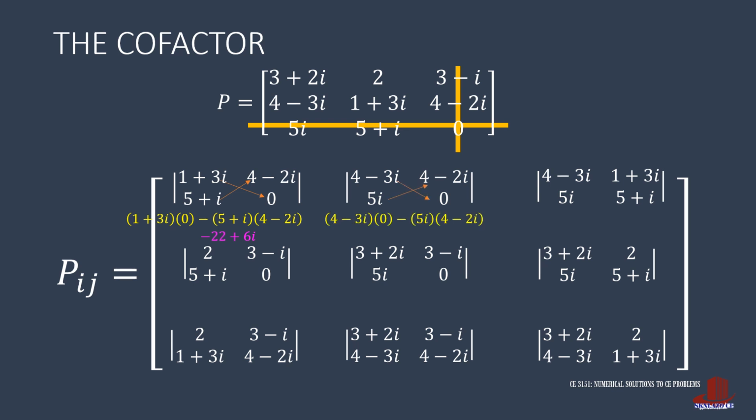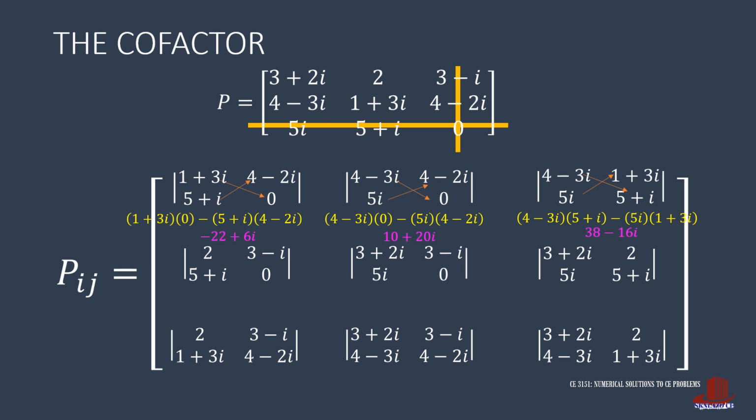The determinant of the next element in the first row is taken from 4 minus 3i times 0 less 5i times 4 minus 2i. The first term is zeroed out, and you can use FOIL method or just plug in complex numbers in your calculator to have 10 plus 20i. Complete the third element's determinant of the first row by taking 4 minus 3i times 5 plus i minus the quantity of 5i times 1 plus 3i, the result of which is taken as 38 minus 16i.